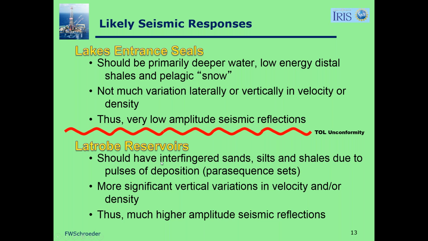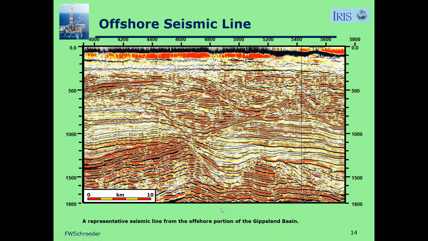On the other hand, the Latrobe, we would expect to see interfingering of sands and silts and shales as we're in a transitional zone between the continental deposits and the marine deposits. We would expect more significant vertical variations in velocity and density. Therefore, we should have higher reflection coefficients, and so we should have much higher amplitude on our seismic reflections within the upper Latrobe. So here's a piece of one of the regional seismic lines in our study area.